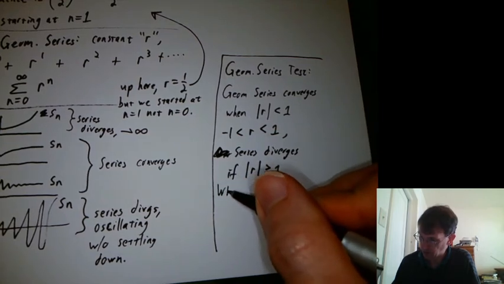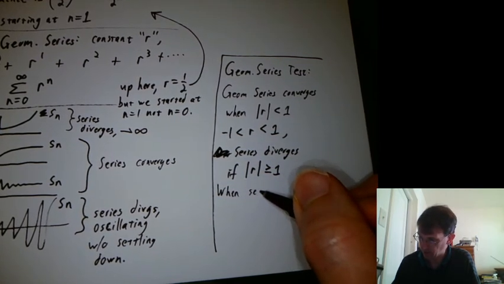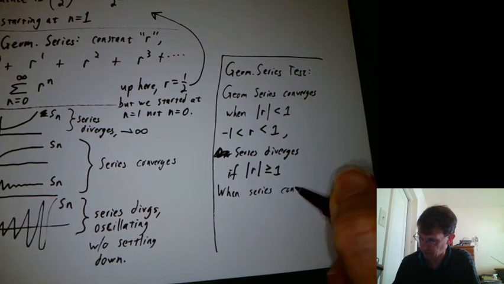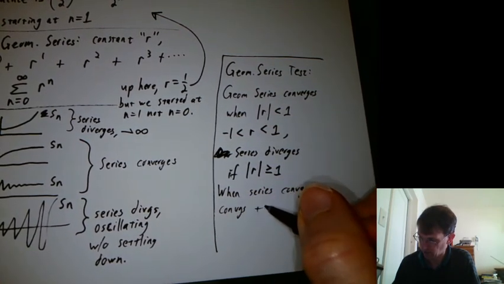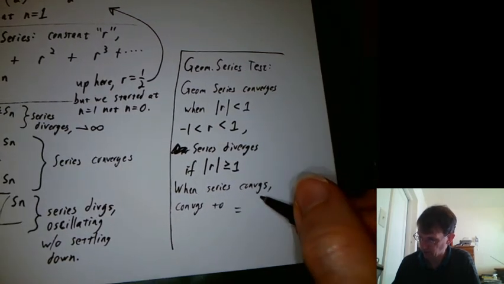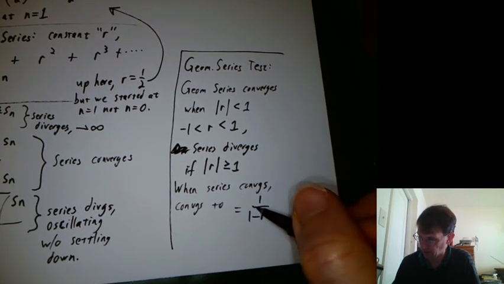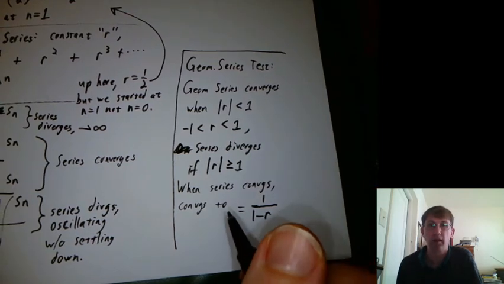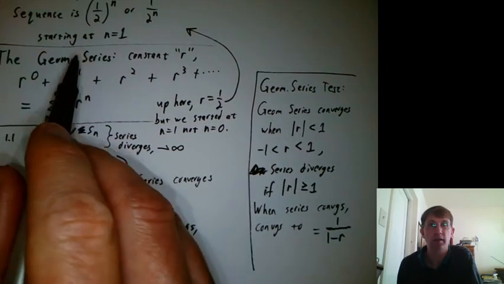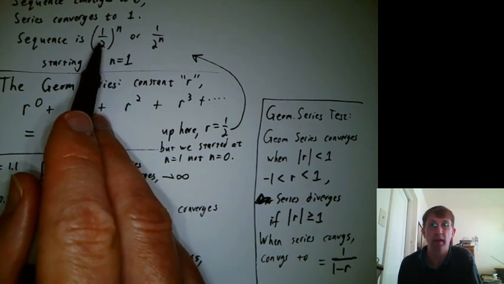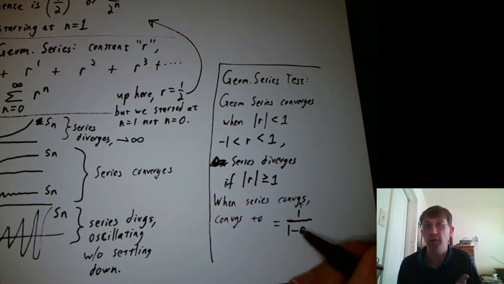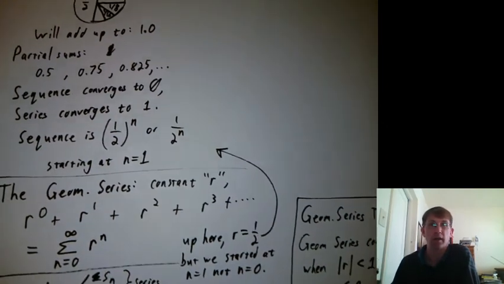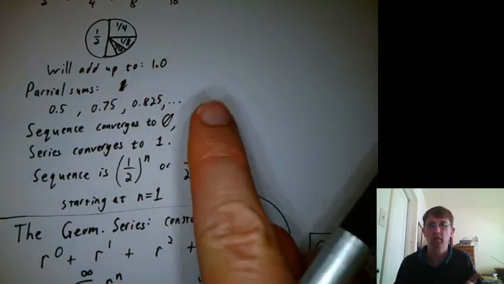And when the geometric series converges, what does it converge to? It turns out it's a fairly nice formula, 1 over 1 minus r. So we could say, what does this series with a half converge to? It would converge to 1 over 1 minus a half. 1 minus a half is a half. 1 over a half is 2. But here we got that the series was converging to 1.